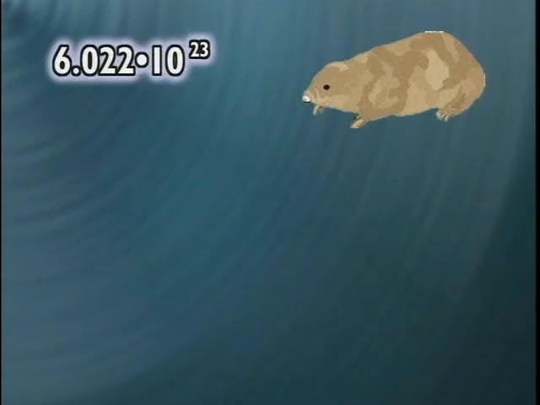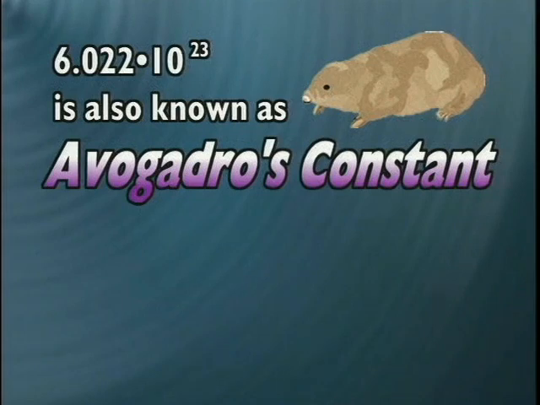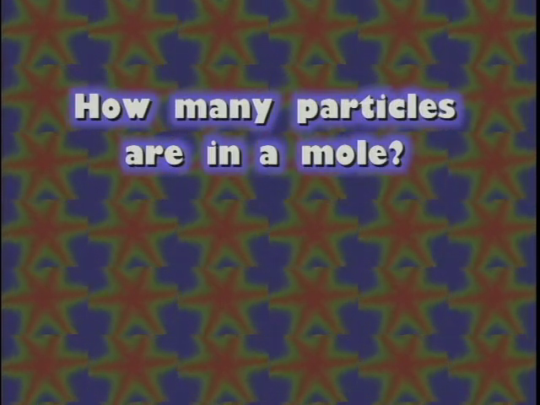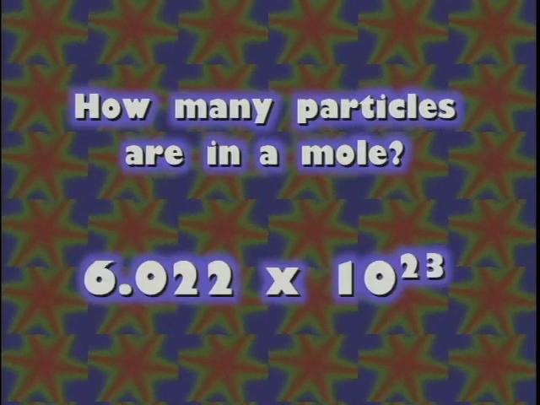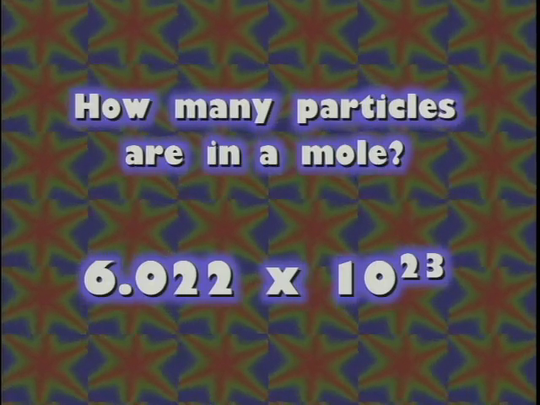The magic mole number, 6.022 times 10 to the 23rd, is also known as Avogadro's constant. Not to be mistaken for avocado's constant, which is really just a recipe for guacamole. How many particles are in a mole? 6.022 times 10 to the 23rd power.